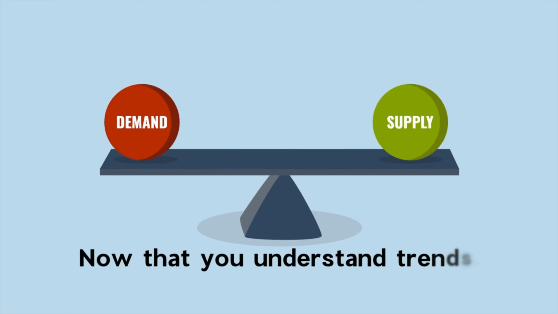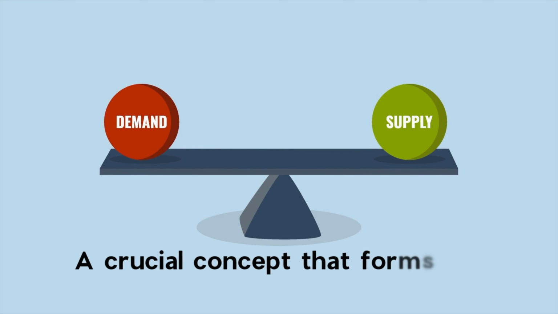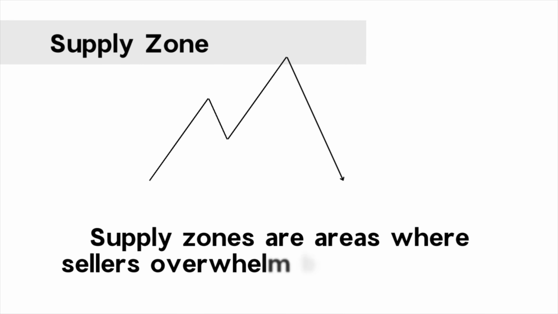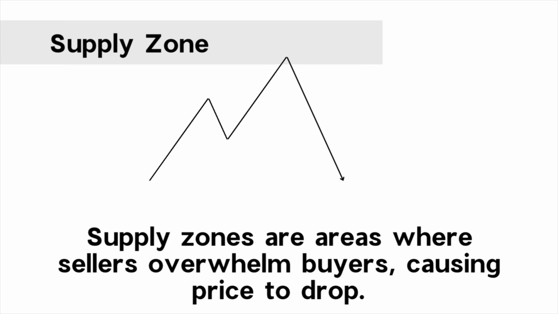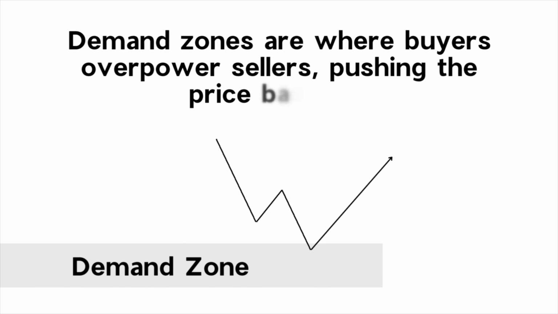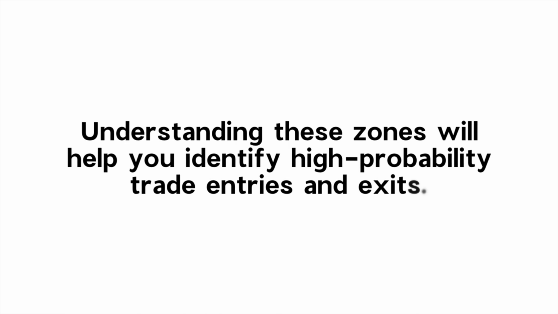Now that you understand trends, let's talk about supply and demand, a crucial concept that forms the backbone of most successful trading strategies. Supply zones are areas where sellers overwhelm buyers, causing price to drop. Demand zones are where buyers overpower those sellers, pushing the price back up. Understanding these zones will help you identify high probability trade entries and exits.